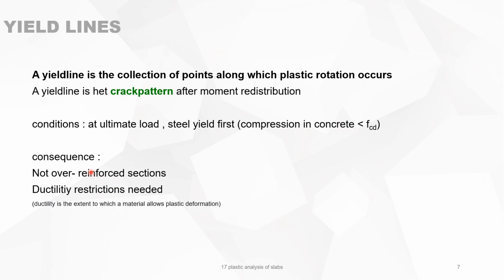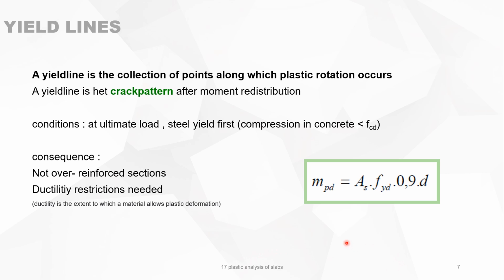Also, as a consequence, ductility restrictions are needed because the different parts of the slab along the yield lines must be able to rotate, otherwise you do not have a moment redistribution. Ductility is in fact the extent to which a material allows plastic deformation. So yield lines you can only apply in sections that are not over-reinforced and where ductility is guaranteed.